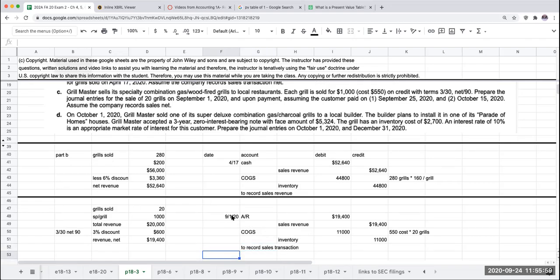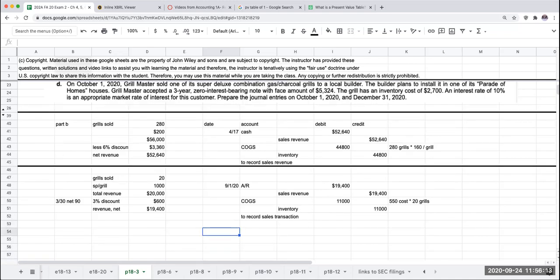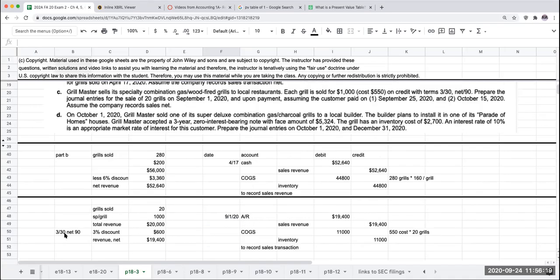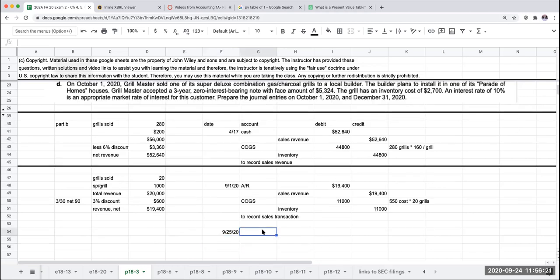Okay. Now, there's two scenarios here. So this is going to be the same for both of these scenarios. So scenario one is that the customer paid on September 25th or they paid on October 15th. Okay, so if they paid on 9/25, they're paying within 30 days of this date, so they have the right to take the discount. So here, debiting cash for 19,400, credit accounts receivable for 19,400. Okay, so this is to record cash receipt.